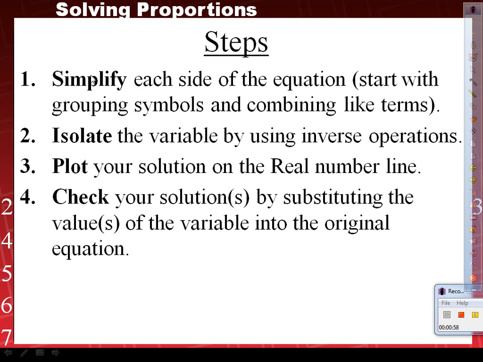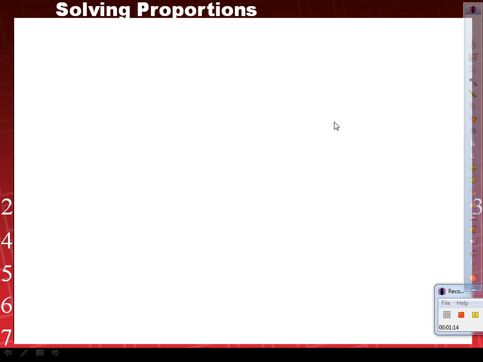Also, the steps, we're still following what? Simplify, isolate, plot, and check. How about for your word problems? What are you using? CUBES. You keep using that acronym so you can start building good muscle memory with those word problems. Okay? So check this out.